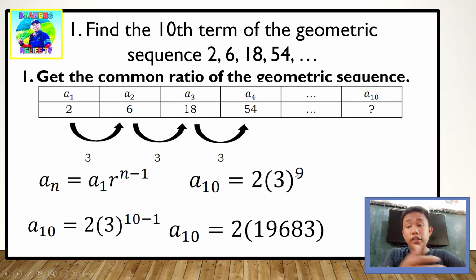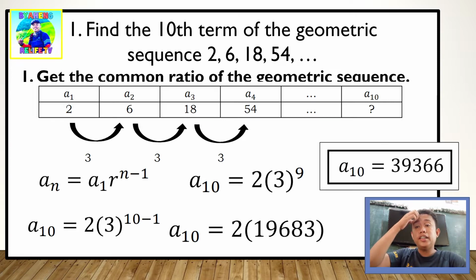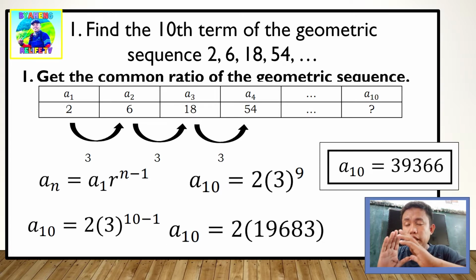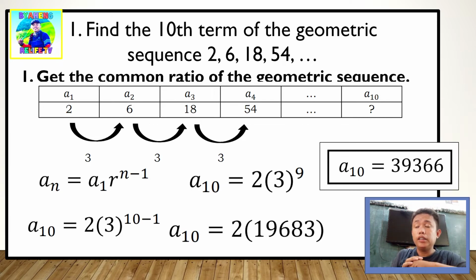So ang 3 raised to the 9th power is 19,683 times 2, definitely that is 39,366. So ibig sabihin, by just applying the given things na hinahanap natin, madali natin masagutan kung ano ba yung hinahanap natin sa sequence, okay? So basically dito, unang hanapin nyo ay yung ratio, which is r. Divide nyo lang to doon, divide nyo lang to doon, divide nyo lang to. Nakuha nyo common na 3, yun po yung r natin. Yung n naman, syempre yung 10th term. Yung a sub 1, first term. So yun lang naman kailangan nyo alalahanin eh. Substitute lang, then may sagot na kayo.